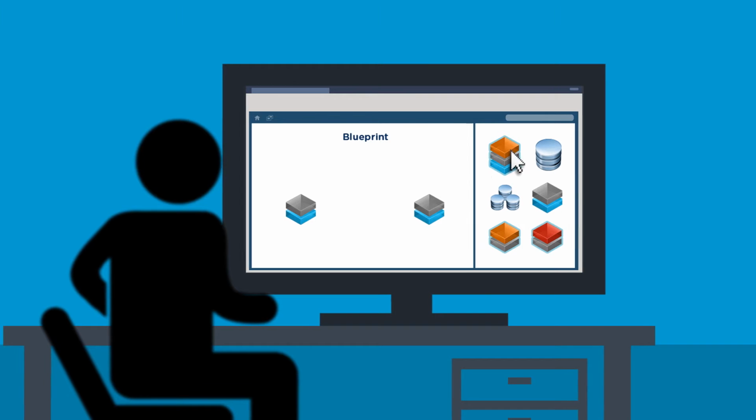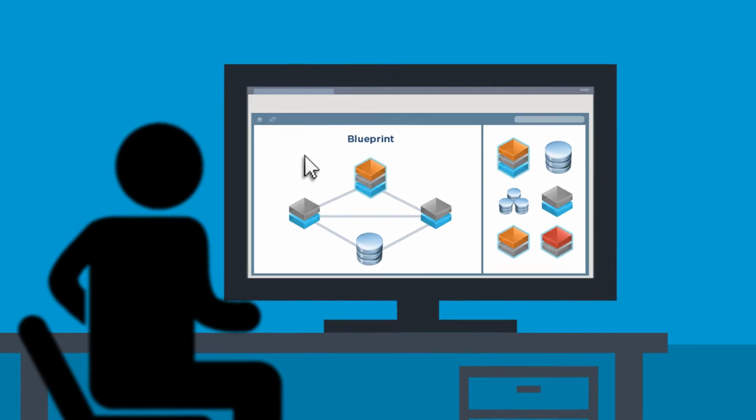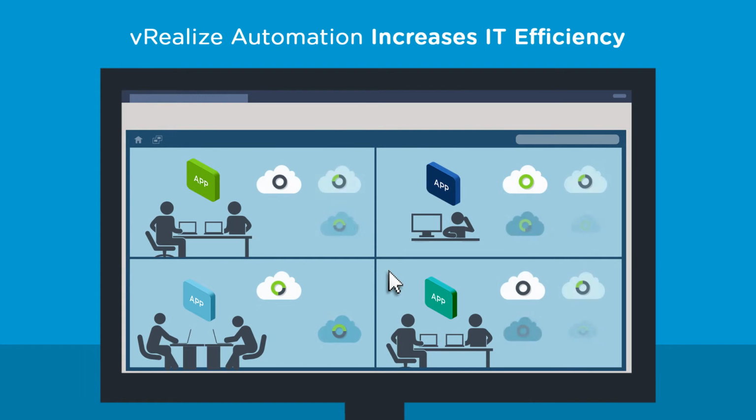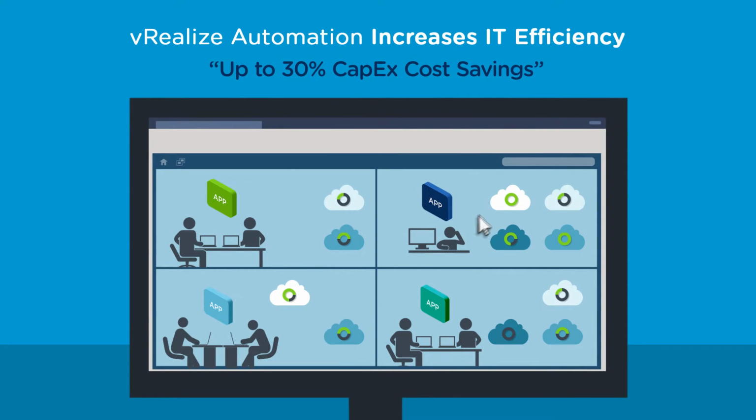You can speed application time to delivery by creating infrastructure and application service blueprints via drag-and-drop functionality. vRealize Automation increases IT efficiency. Easily identify unused services and reclaim them with a few clicks. Some customers report an up to 30% CapEx cost savings from reclaiming oversized or unused services.